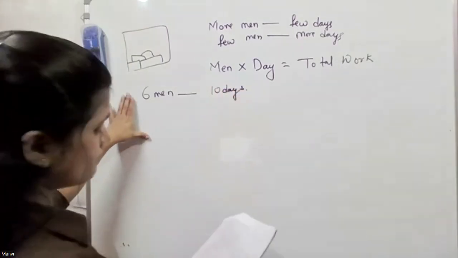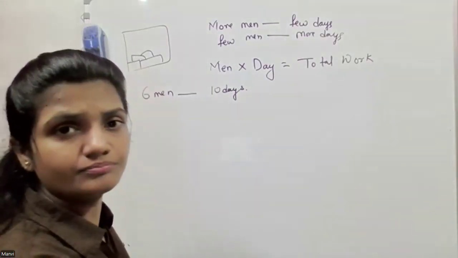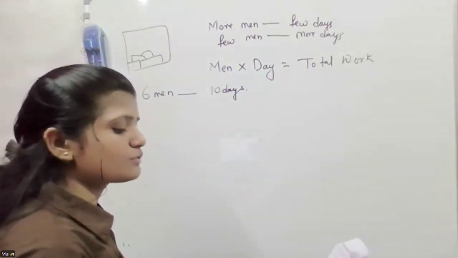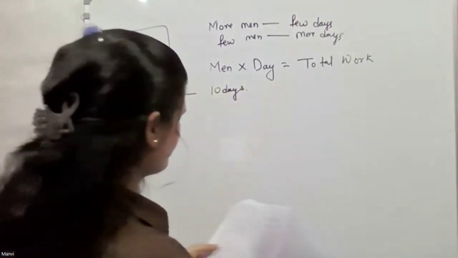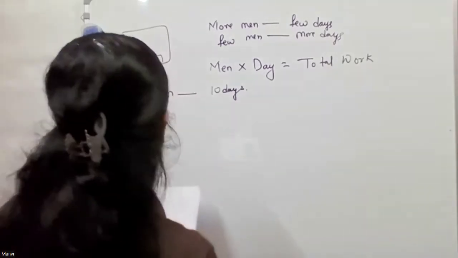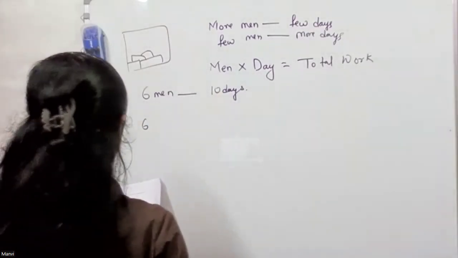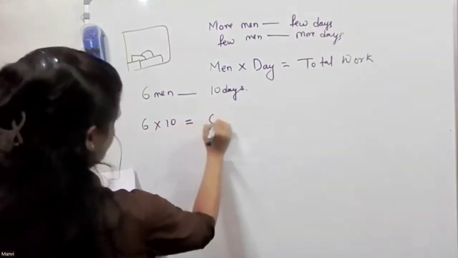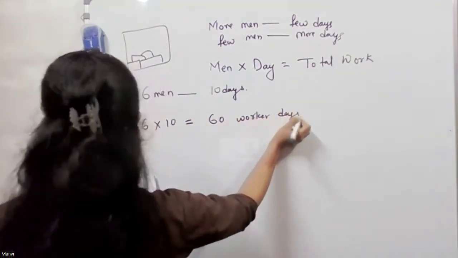So how long would it take 3 men to complete the same job? For this type of question, multiply the men with the number of days so that we can get the total number of working days. Here we have 6 men and the total is 10 days. 6 times 10, so worker days will be 60. 60 worker days.